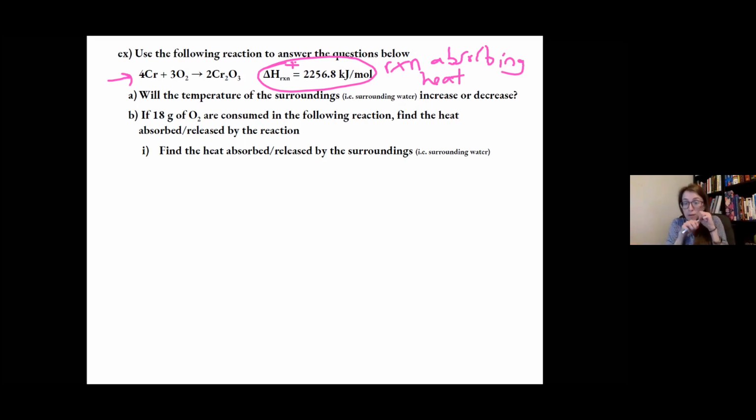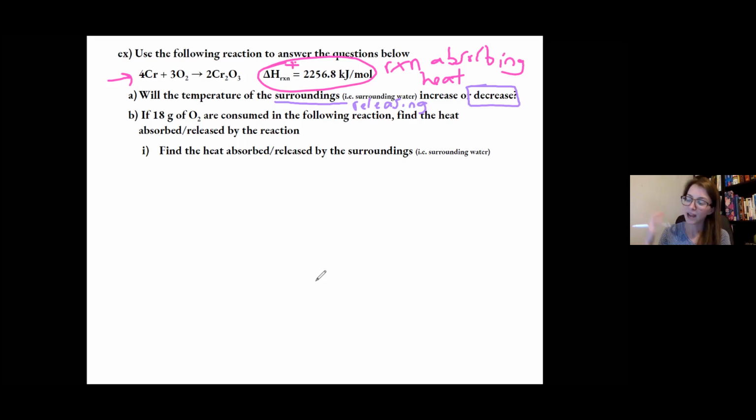If the reaction's absorbing heat, taking heat in, it's taking heat in from the surroundings. Therefore, the surroundings, the water, they must be releasing heat. And when you release heat, when you get rid of heat, your temperature decreases. Make sure that logic makes sense. That logic is going to carry you through so much more of this unit. You don't want to gloss over it until it makes sense. Once it does, moving on.